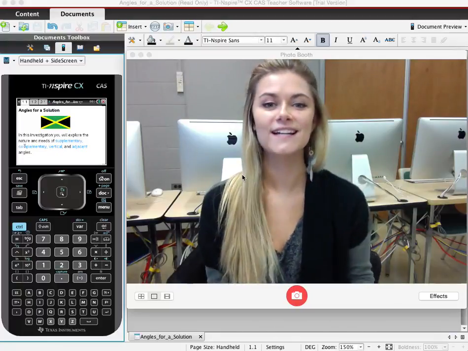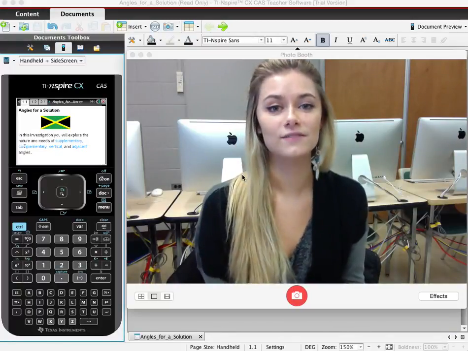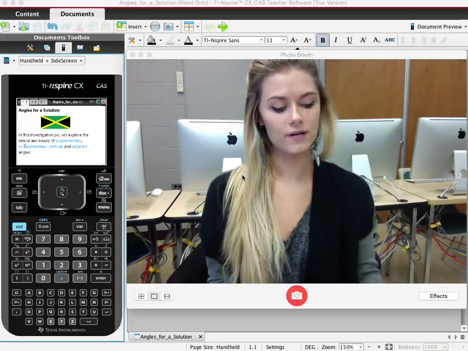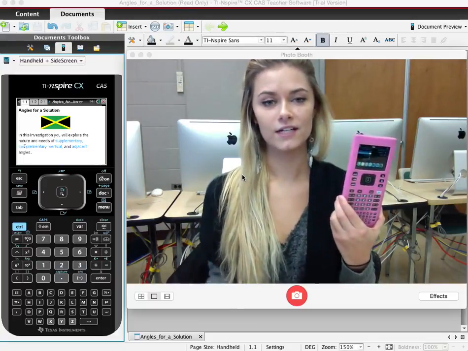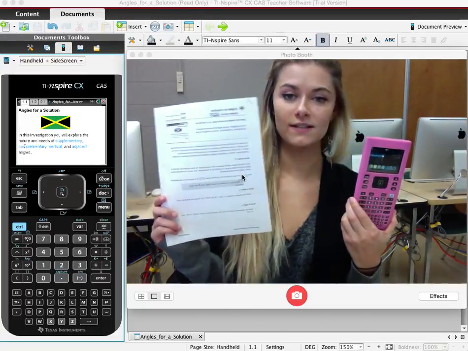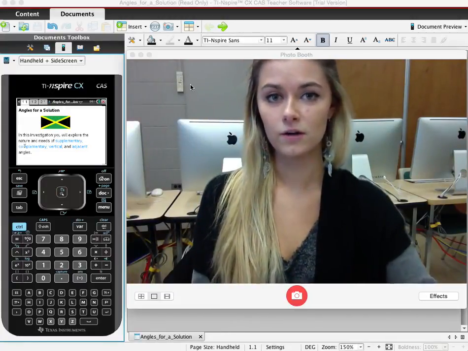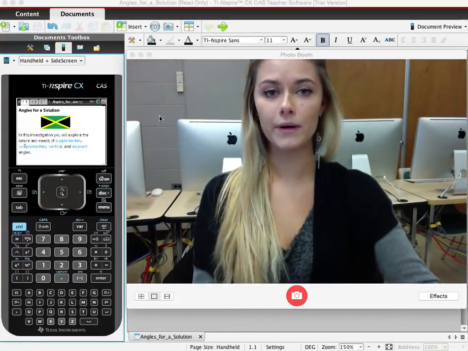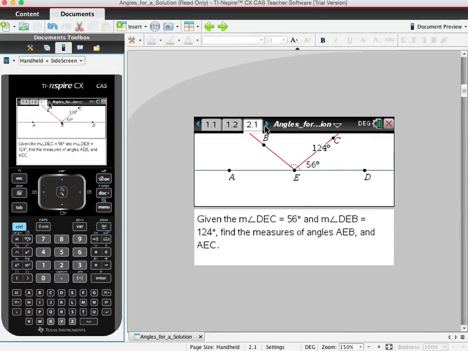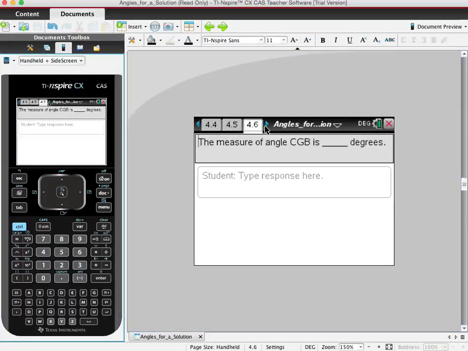It's Miss Lowry. Today we're going to be doing an activity called Angles for a Solution. So get out your CAS calculators and the handout we passed out in class and follow along. We're going to start by reviewing some of the things we already know about angle measures. So flip all the way to problem 7 on our calculator page here.